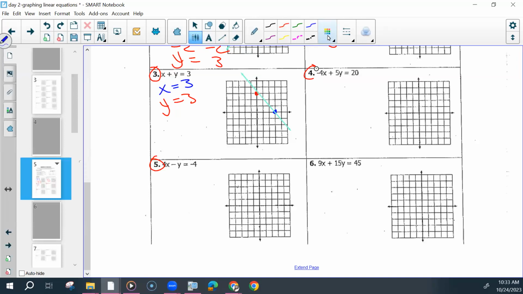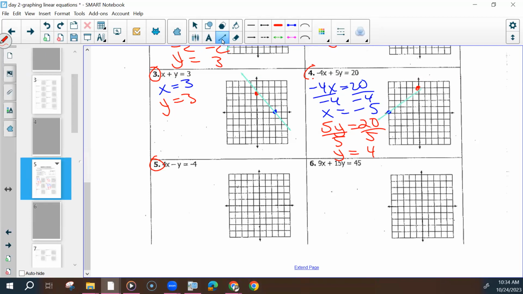Okay. For number 4, we're solving for x, so we cover up the y term. Right, and then when we solve, x equals -5, so we will plot a point at -5. Do the same thing for y. If we cover up the x term, what was left, y equals 20, divide both sides by 5, so that y equals 4. Draw a line with those 2 points.